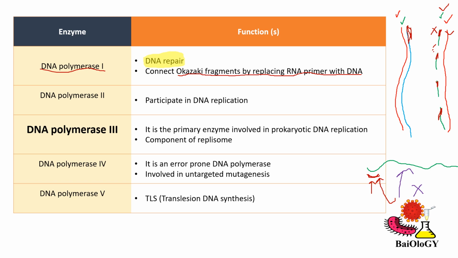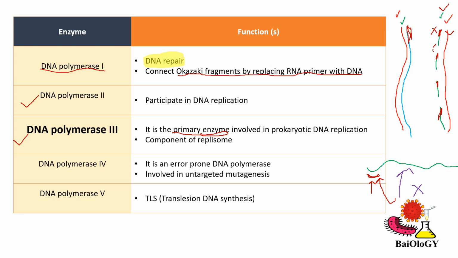DNA polymerase 2 is also taking part in DNA replication. DNA polymerase 3 is the primary enzyme. What do you mean by primary enzyme? By primary enzyme here, it means that this is the main enzyme which plays the role and is involved in DNA replication in prokaryotes. It is a primary enzyme.